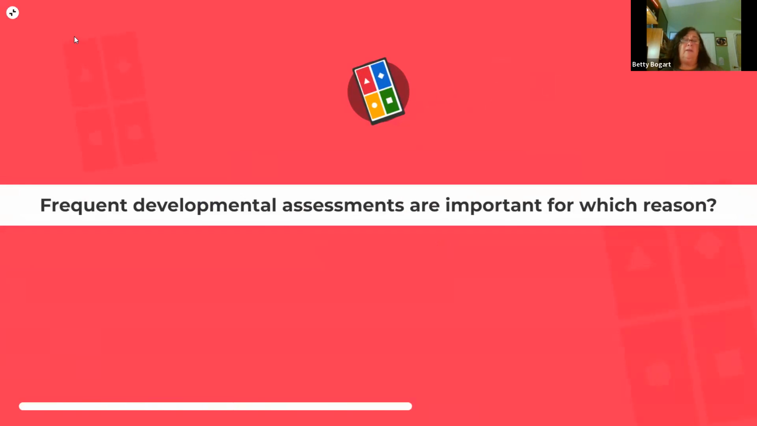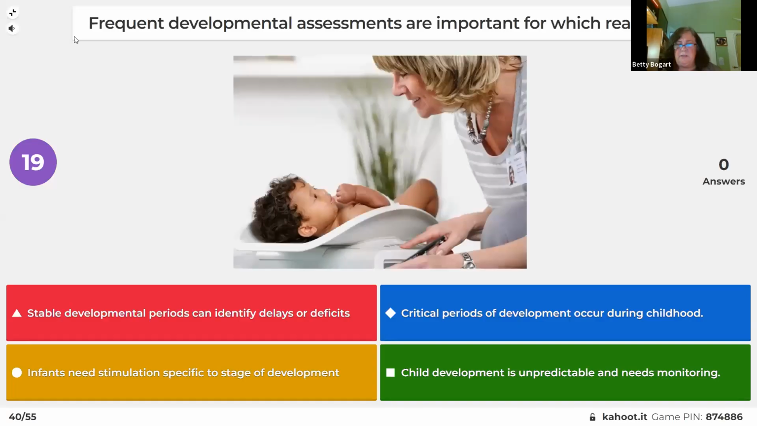Frequent developmental assessments are important for which reason? Why do we do these? Why do we look for these things in children? Can they roll over? Can they sit up? Can they use their fingers? Or why do we need to know that stuff?